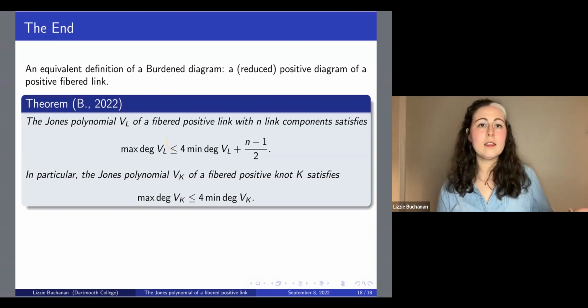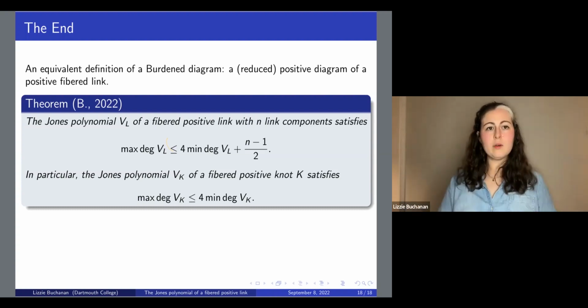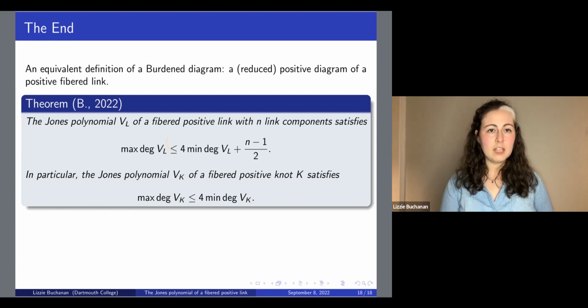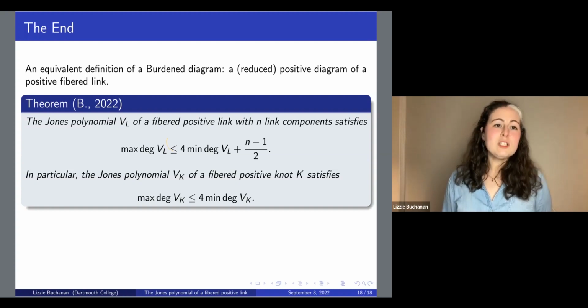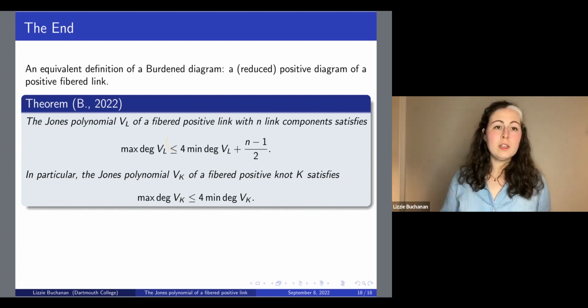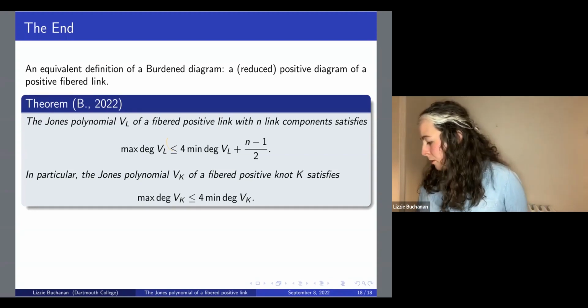So reduced meaning that there are no nugatory crossings, things that can just be undone just by going like this. Which means that actually we have a larger theorem, which is that the Jones polynomial of a fibered positive link with n link components must satisfy this inequality that we have here. And so in particular, the Jones polynomial of a fibered positive knot has to satisfy that the maximum degree of the Jones polynomial has to be less than or equal to 4 times the minimum degree. And so that is our main result.